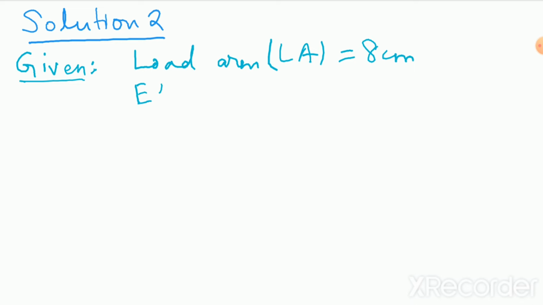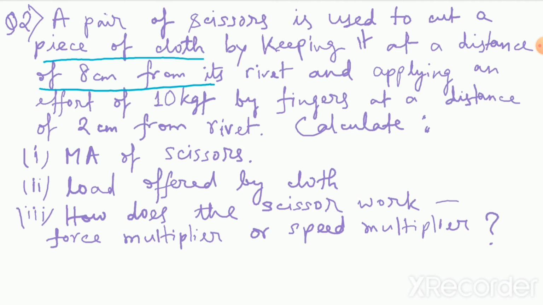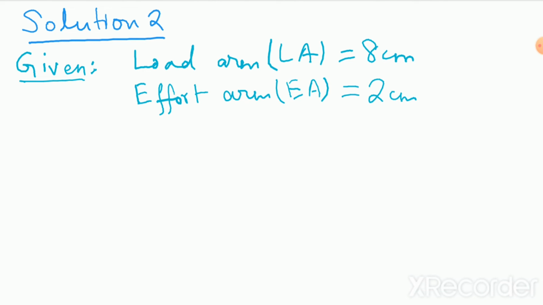Now the effort arm is the distance between where the effort has been applied and where the fulcrum is. So effort arm is 2 centimeter. As you can see, the effort arm is 2 centimeter. Here it is said that the effort of 10 kg is applied by the fingers at a distance of 2 centimeter. So the effort that has been applied is 10 kg. Effort is denoted by the letter E. So this is 10 kg.